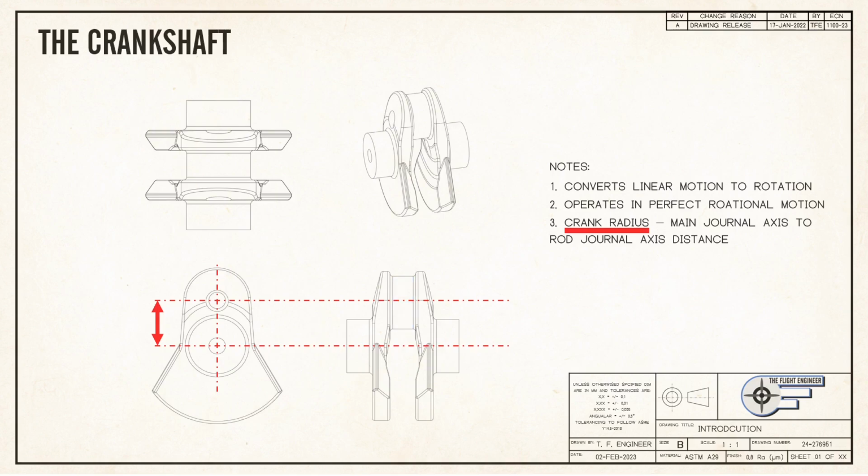The second important dimension of the crank is the stroke. This is simply twice the crank radius, and it governs the distance that the piston will travel in the cylinder.